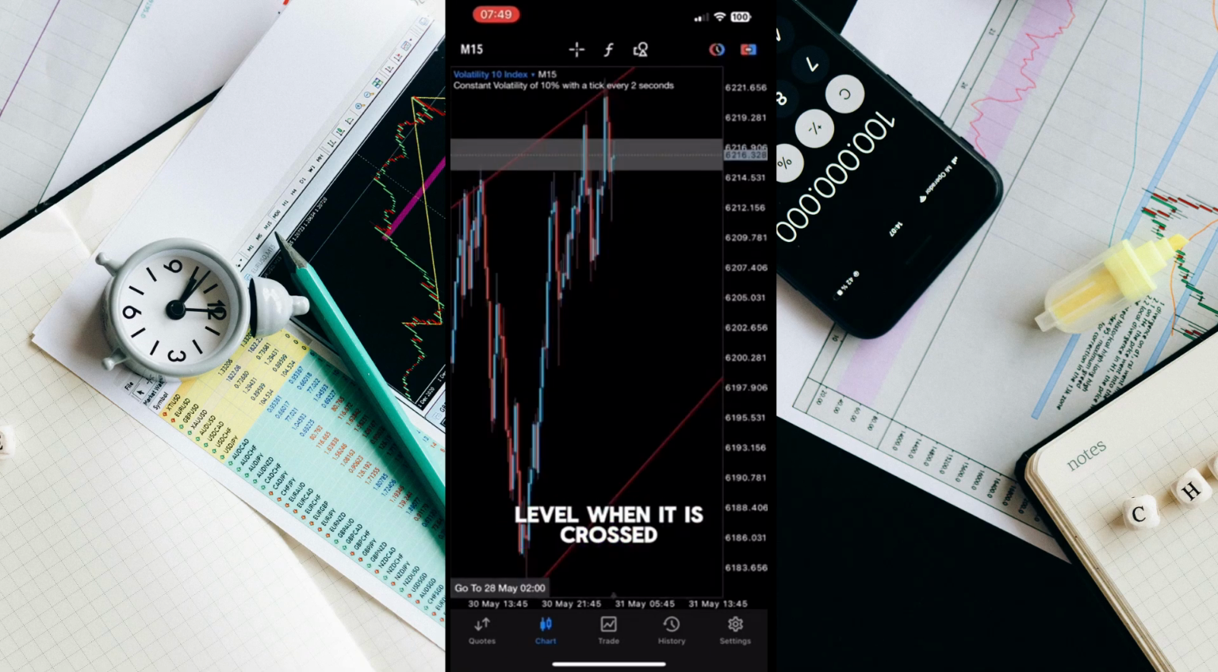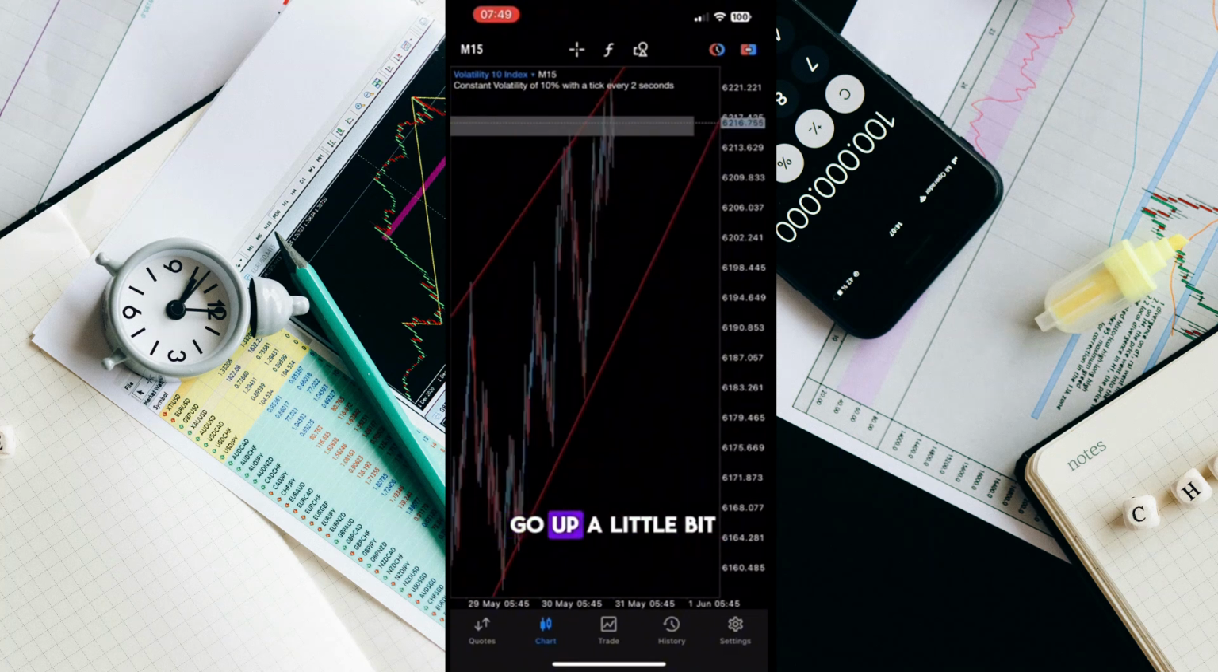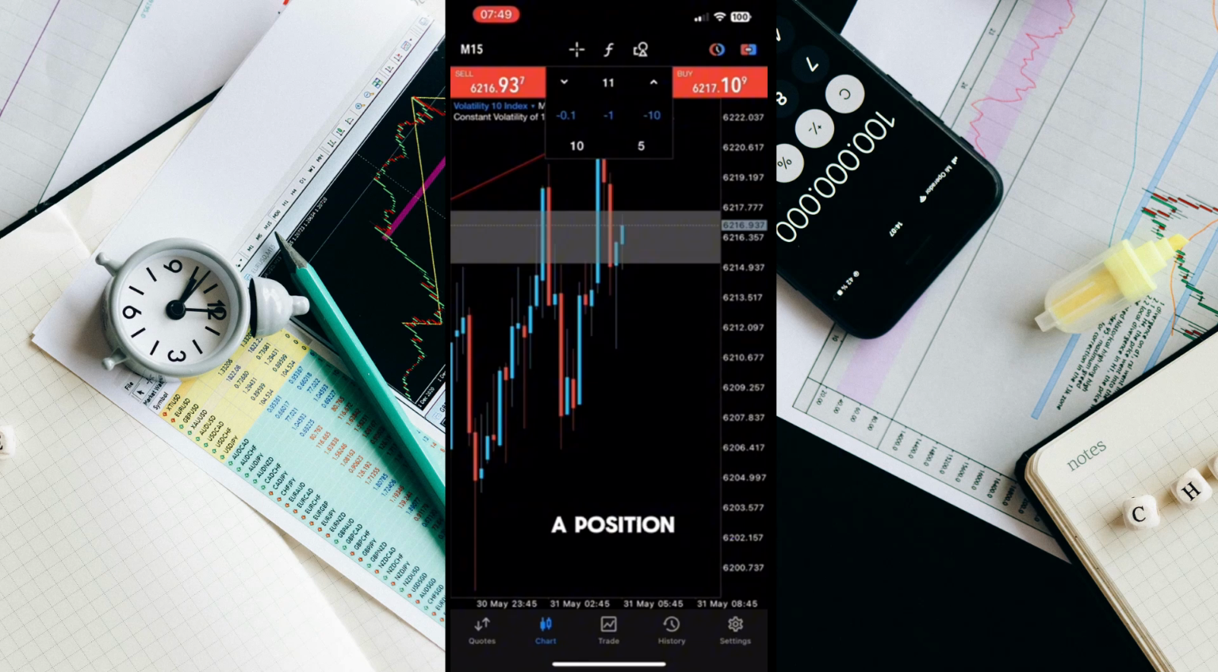When this major resistance level is crossed, the market has to go up a little bit, and then it comes back to retest that level. So what we do here is we enter buys. Right now we are trying to enter a position where we are trading the fake out. However, the market will be forming another trend. I will show you when the market reaches that level. Now that we have bought the market, let's wait for it.